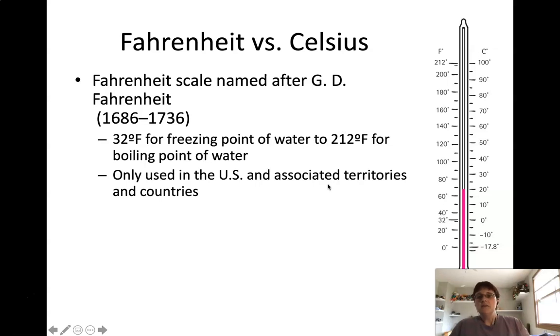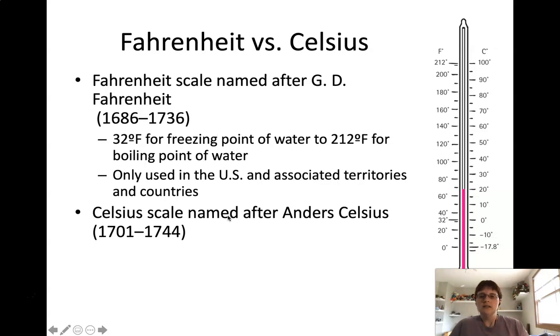The thing is that the Fahrenheit scale is only used here in the United States and the associated territories and countries. We're it. Nobody else in the world uses Fahrenheit. In fact, I know people from other countries who get a little panicked when they hear that it's going to be 80 degrees out. And that is because everyone else in the world uses Celsius.